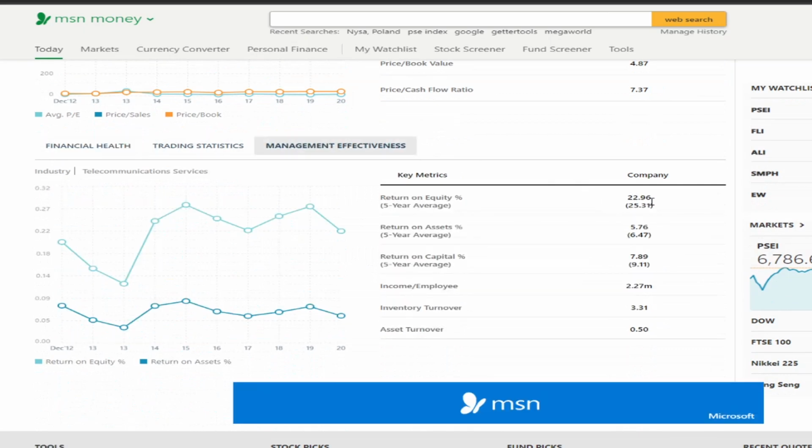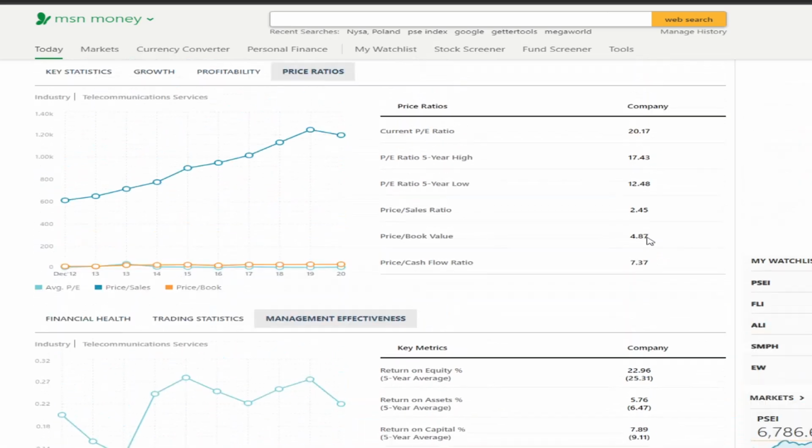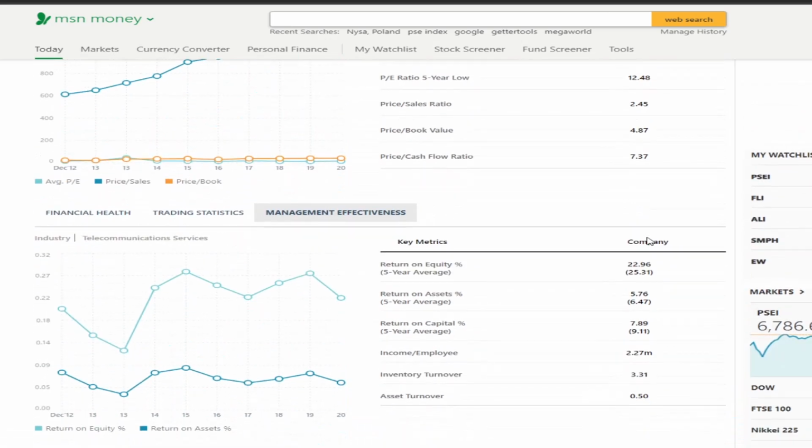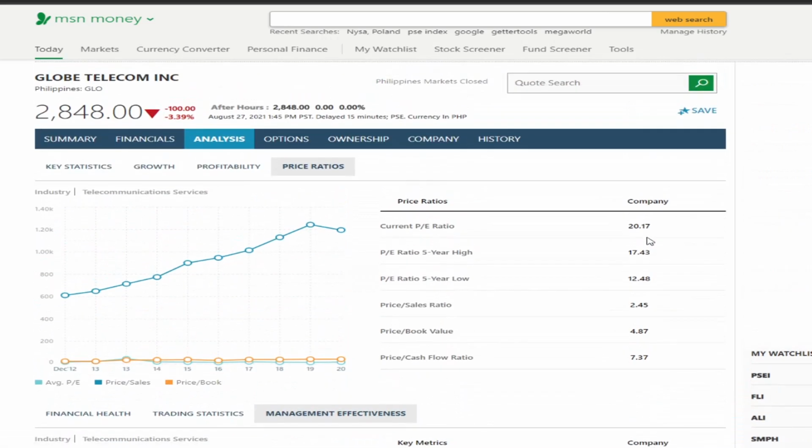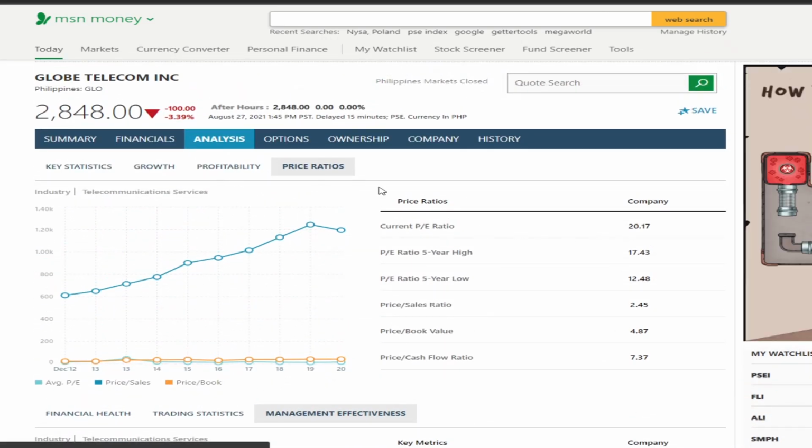Really, this analysis section has a lot of info for you guys already, from the price ratios, profit margins, debt ratios, and valuating how effective their management is in producing profits, and it's all for free.